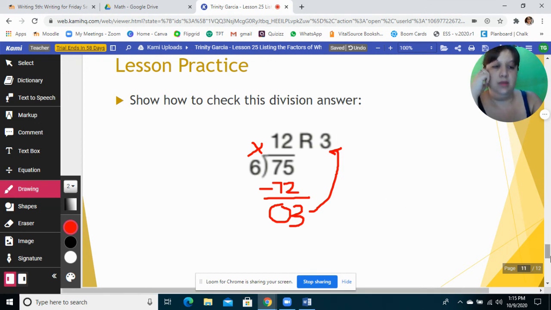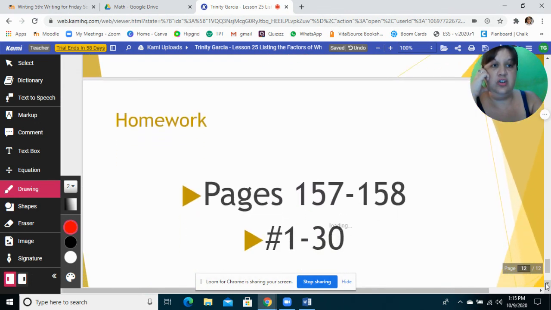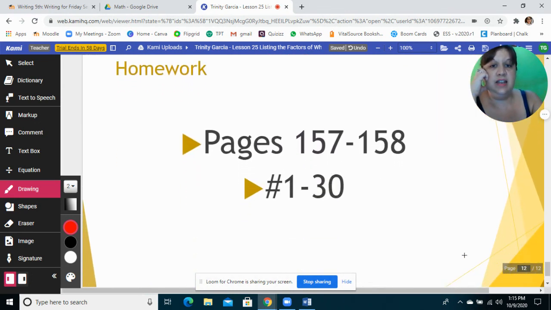All right. Here is your homework for today. It's pages 157 through 158, numbers 1 through 30, but you're just going to do the even problems. Okay, just the even ones. No stressing. Right, nice and neat.